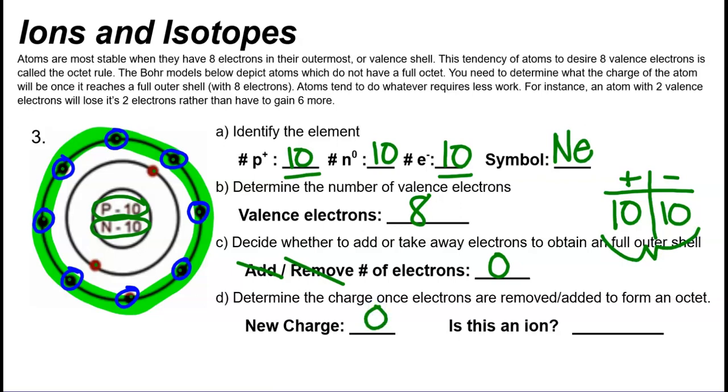So is this an ion? The answer to that is no, it's not an ion because it does not have a charge. We didn't have to add or remove any electrons to get to a full octet, so this is not an ion because it does not have a charge.